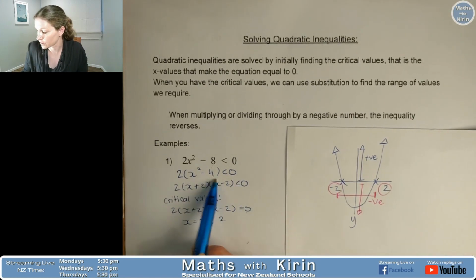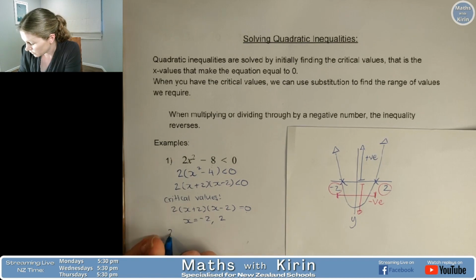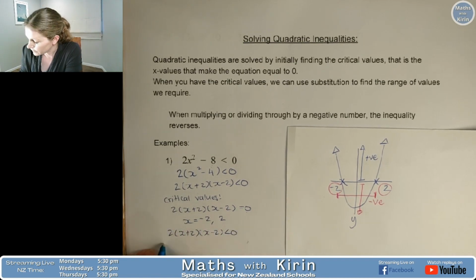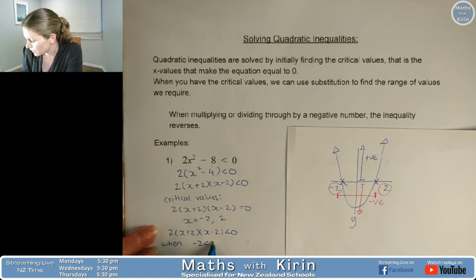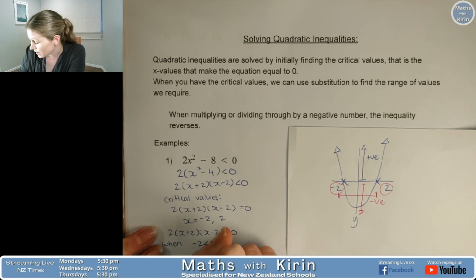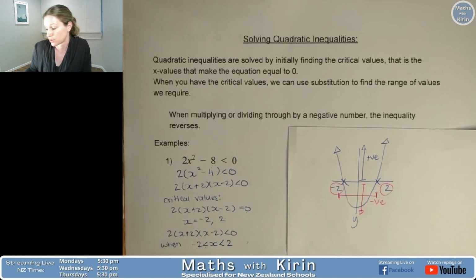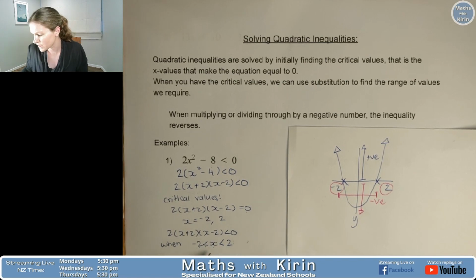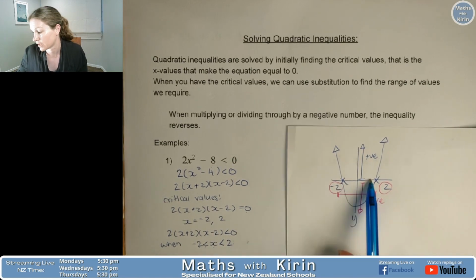So our solution for this, that's less than 0 when negative 2 is less than x, or in other words, x is bigger than negative 2, but at the same time, x has to be smaller than positive 2. So this is how we can write our inequality. x goes in the middle. We're saying that x is bigger than negative 2 and x is smaller than positive 2. So that's this range of values here.